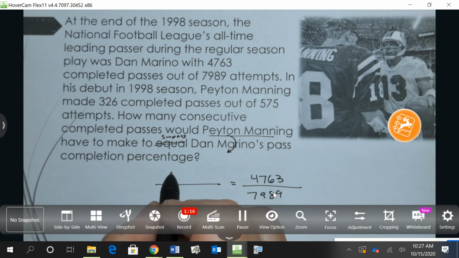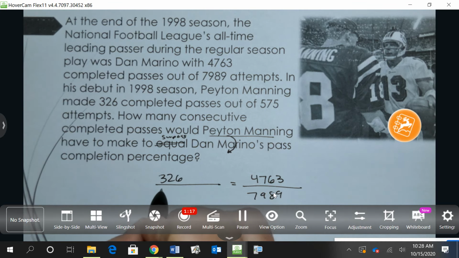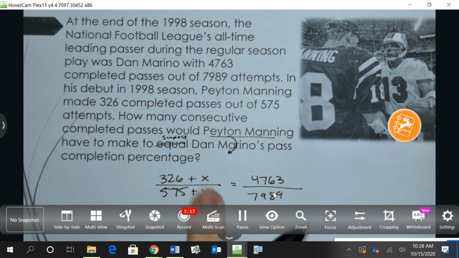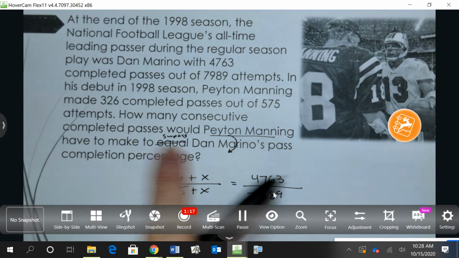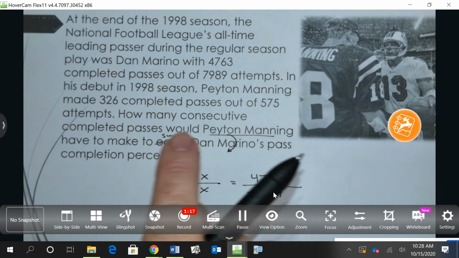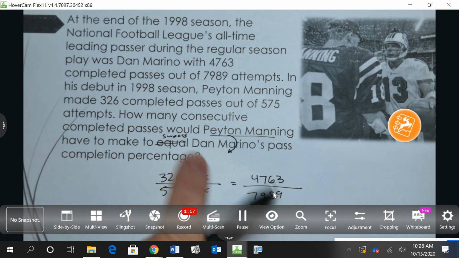Dan is, let's see here, he's 326 over 575, and what does he need to do? For every pass he's going to attempt, we assume he's going to complete it. Is it realistic? It's not realistic, but within the context of the problem, this is how we would set it up, and then you would solve from there. So this is the minimum number that he would need to attempt and complete in order to surpass, and we would solve.